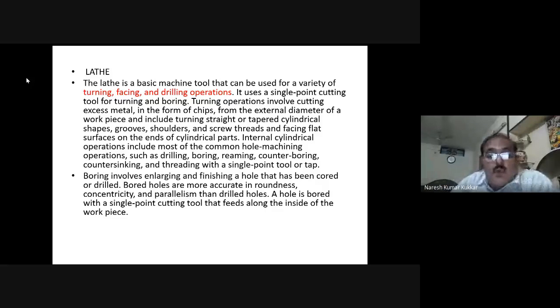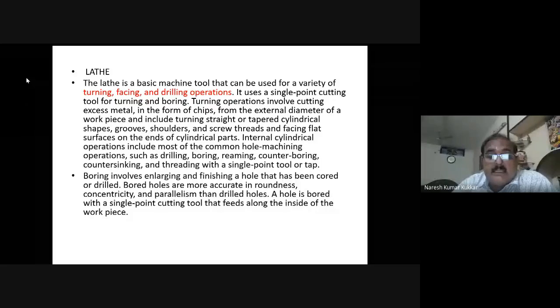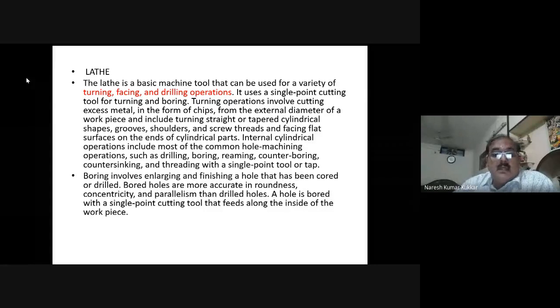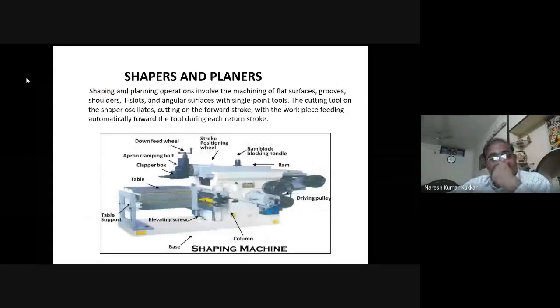Bored holes are more accurate in roundness, concentricity, and parallelism than drilled holes. A hole is bored with a single point cutting tool that feeds along the side of the workpiece. Then comes the shaper and planer. Shaping and planing operations involve the machining of flat surfaces, grooves, shoulders, T-slots, and angular surfaces with single point tools. The cutting tool on the shaper.